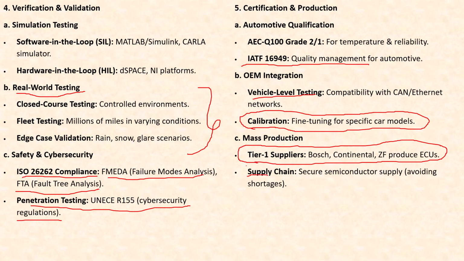Okay, next comes the supply chain. As a tier 1 company, it is your responsibility to ensure that all the various ingredients or the components or the subsystems of the ECU are available in the market. So it is your responsibility to ensure a proper supply chain, a proper logistical structure.